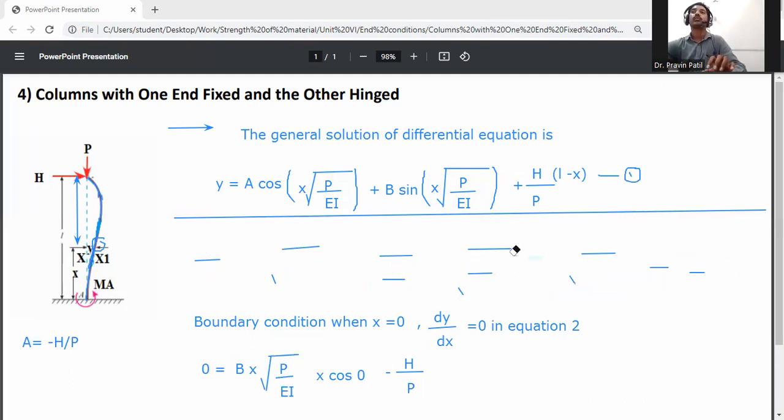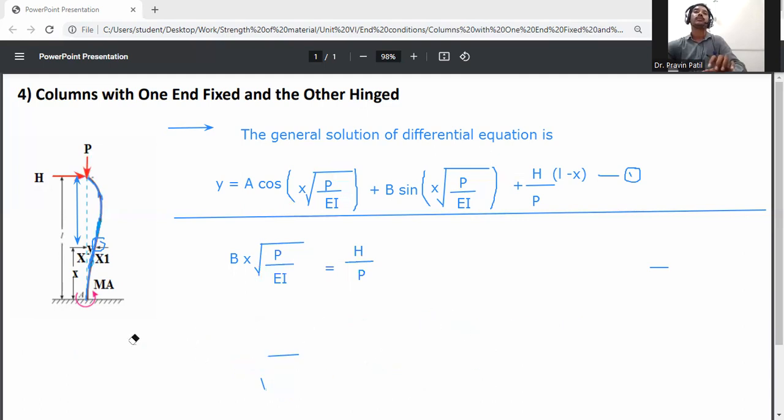So again we simplify this equation. So B into root of P by A is equal to H by P. Okay.